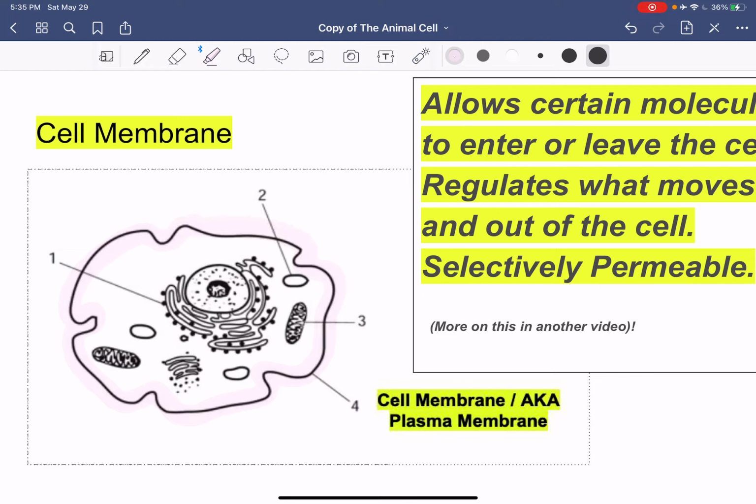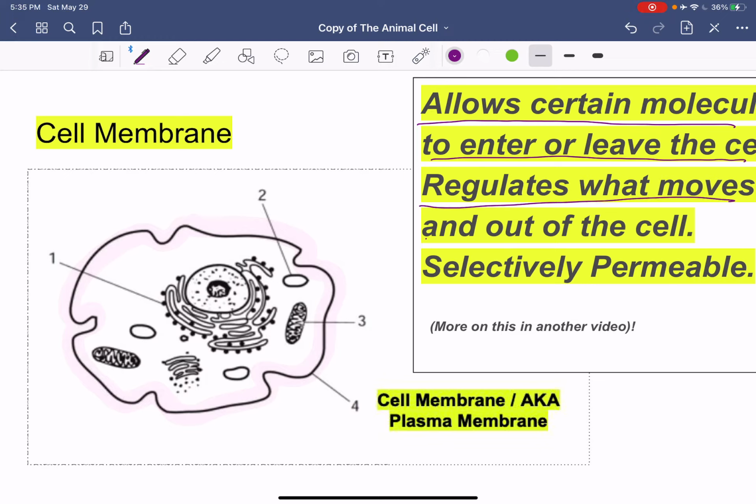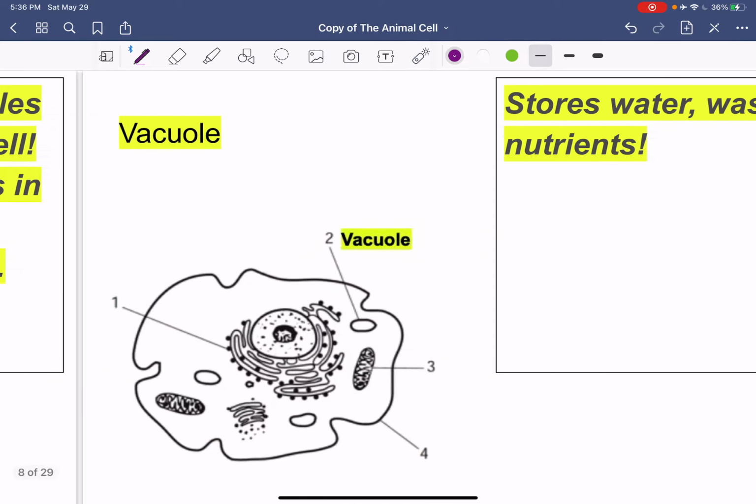So what does it do? Okay, so it allows certain molecules to enter or leave the cell. It regulates what moves in and out of the cell. Sorry, I got cut off. And we like to call this selectively permeable. So this is kind of like a bodyguard, but it lets certain molecules in and out of the cell. Now we are going to get more in depth in the understanding of the cell membrane in a different video, one step at a time. And remember that the cell membrane is also known as the plasma membrane.